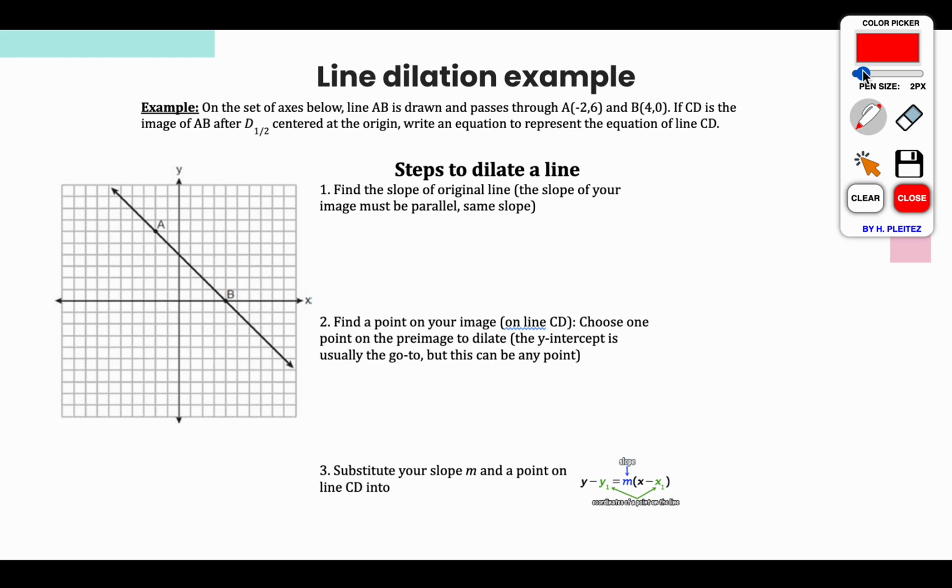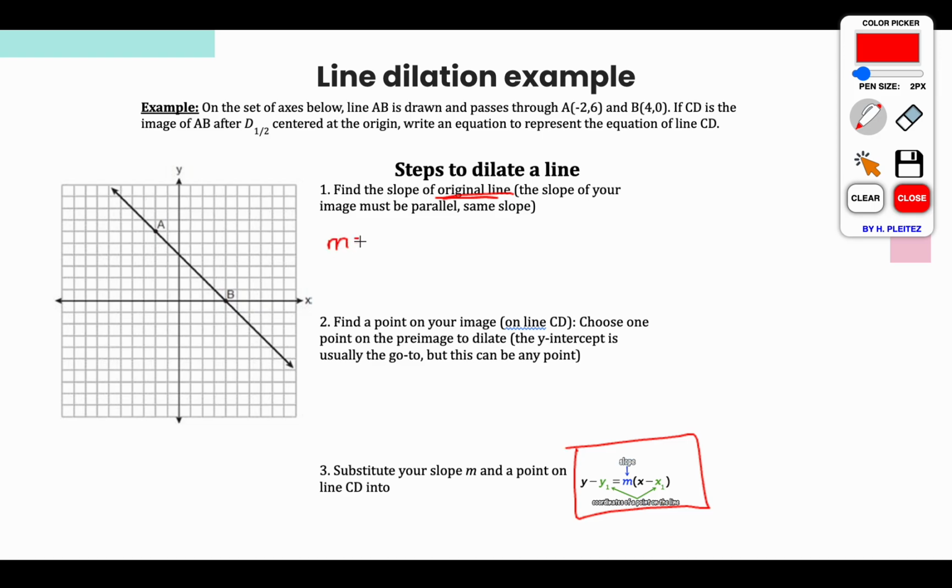So we know, again, no matter how much I dilate this line by, that it's going to give me a line with a parallel slope, or exactly the same slope, right? So let's find the slope of our original line, because that's going to also be the slope of our new line. Because remember, to create the equation, we need the slope of our line and we need a point on that line. So let's first find the slope.